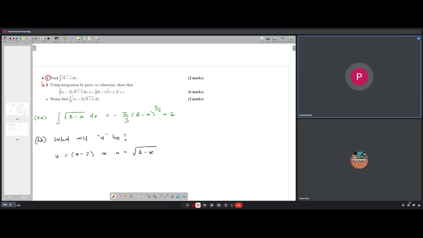So what does part A tell us? Well, part A tells us if we integrate 8 minus x, we're going to get this. So basically, imagine this was some derivative, dy over dx. If you integrate this derivative, you're going to go back to y, right?